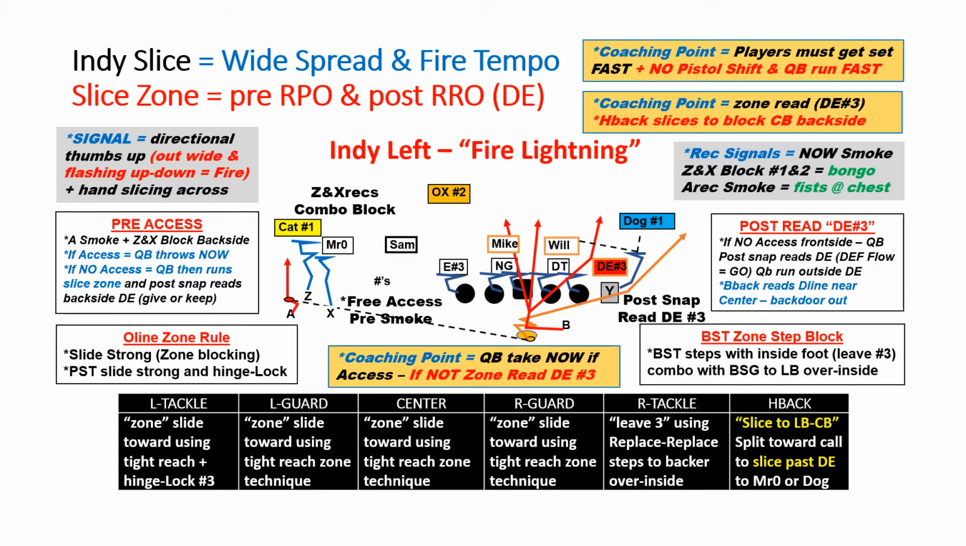Next, then we can go ahead and go slice zone with it. Again, this is Indy left, fire, again, tempo, but now we're going to go ahead and be able to read out the back door on the defensive end. So we have a pre-snap for the smoke screen. Don't have good numbers, then we go ahead and post-snap read, give or keep on the defensive end to the backside.